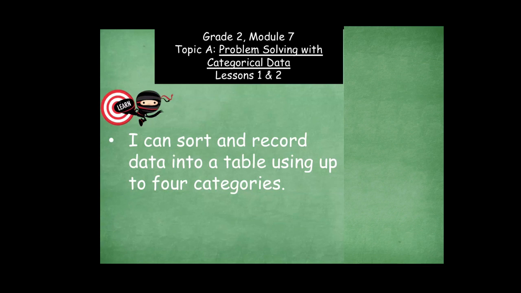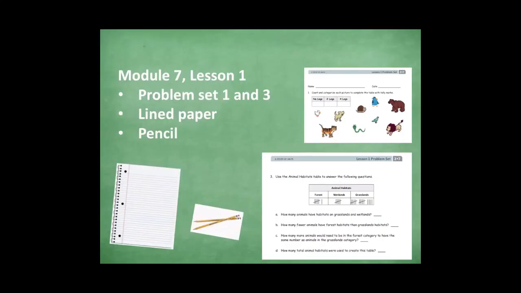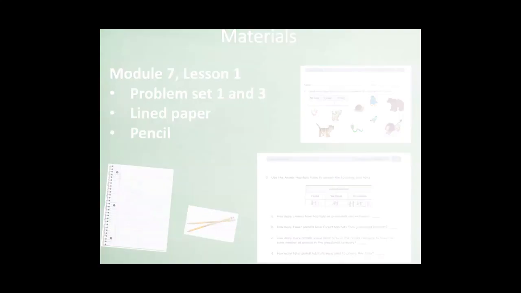Our learning goal to start off is I can sort and record data into a table using up to 4 categories. Let's take a look at some of the things we'll need for this lesson. We'll be in Module 7, Lesson 1. You will need to have your problem set 1 and 3 for Lesson 1. That can be found in your Eureka workbook. You'll also need some lined paper and a pencil. All problem sets are available for download on our course as well as found in your workbook. Here we go.